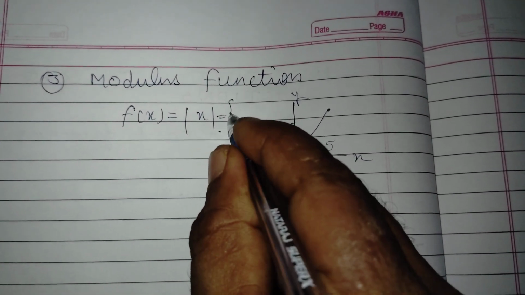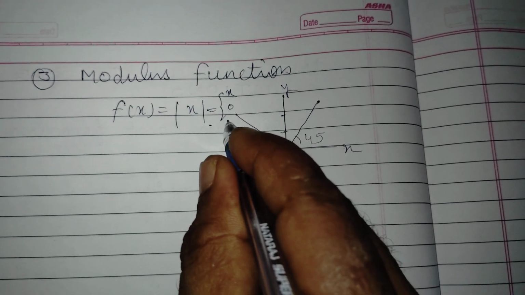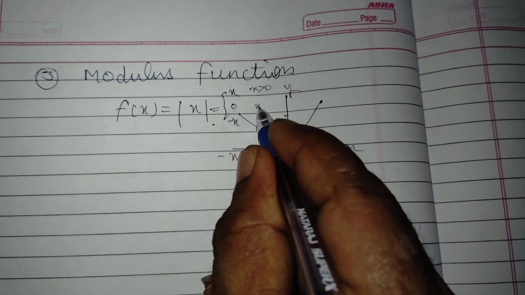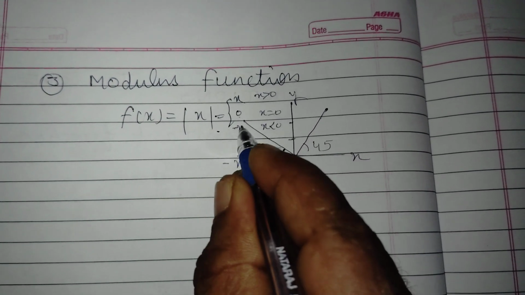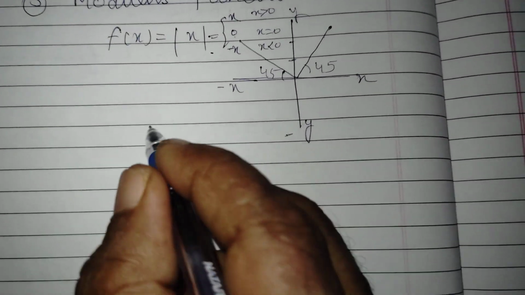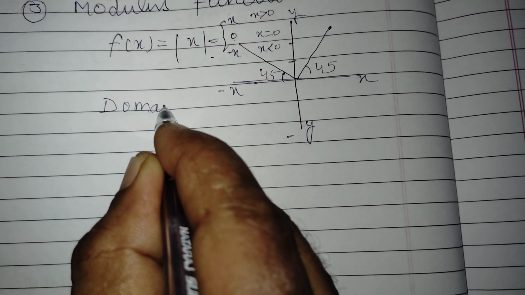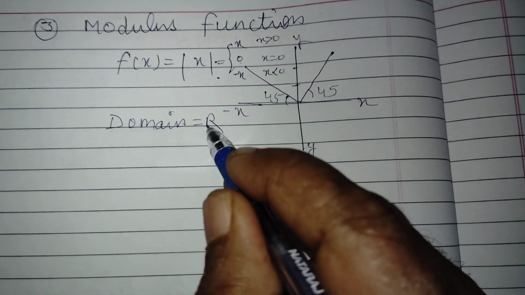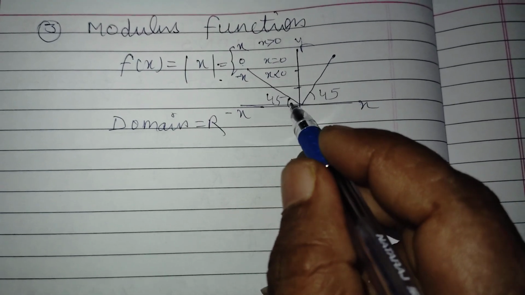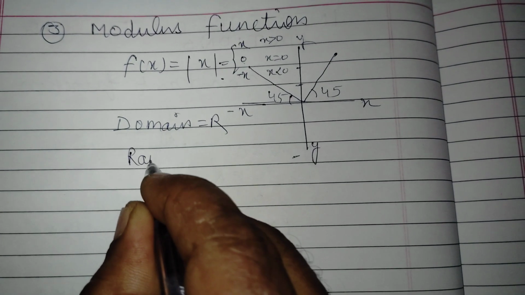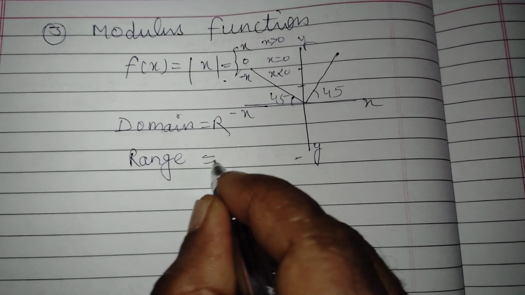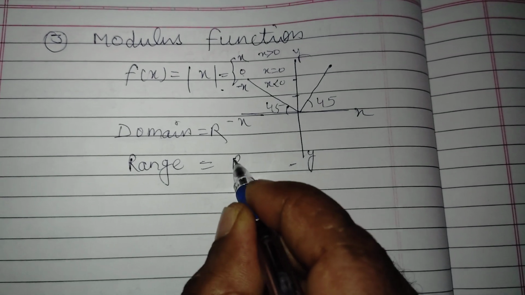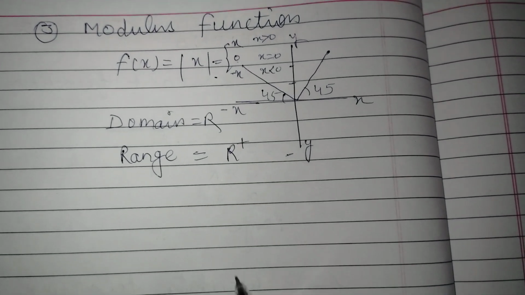It means f of x equals x when x is greater than 0, 0 when x equals 0, and -x when x is less than 0. And what is the domain and range? Domain for the modulus function is R, because we can put every input. And what we get as output, that we call the range. Range is always positive, the y value is always positive, so the non-negative real numbers are the range.